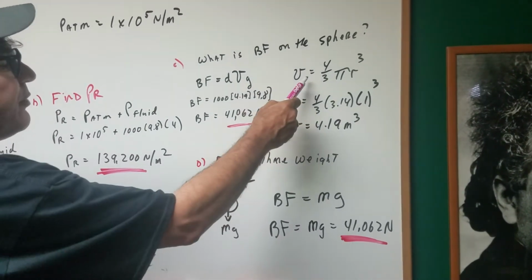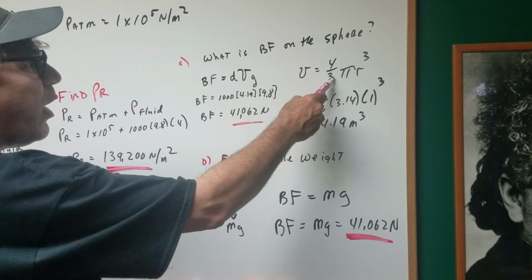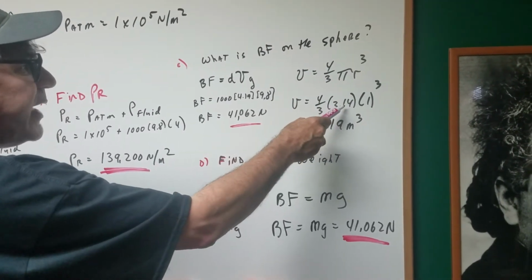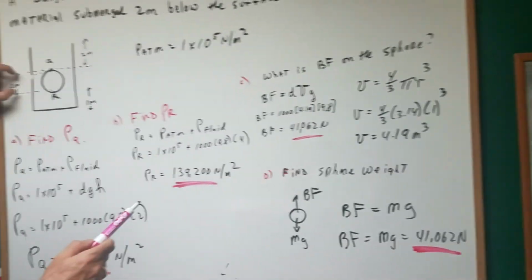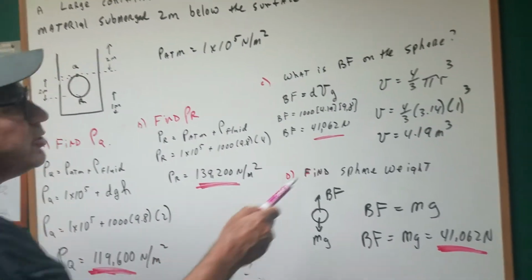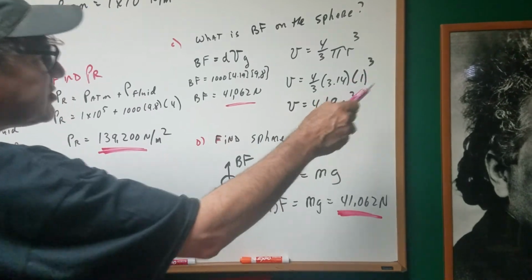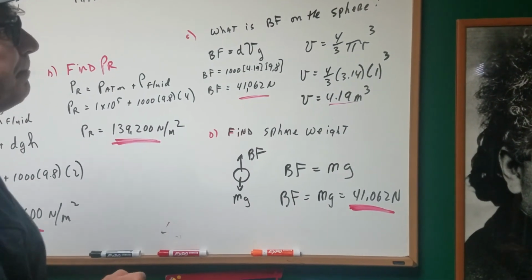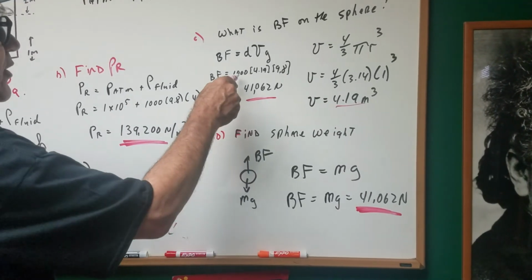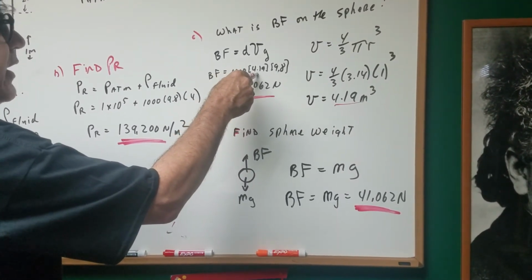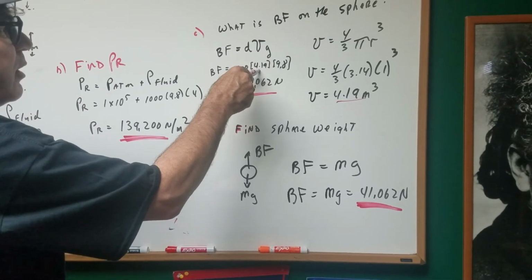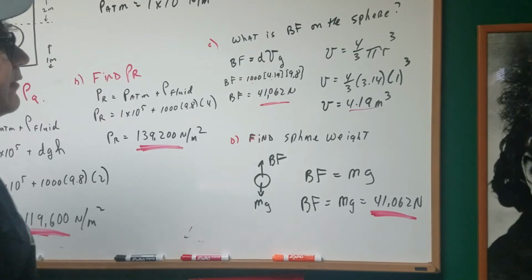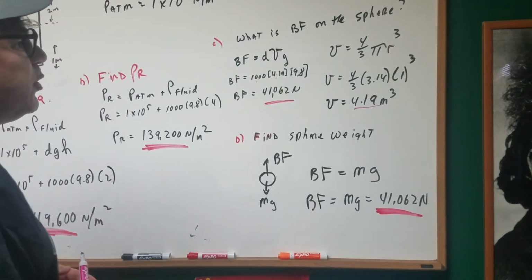You had to know the volume of the sphere is 4/3 pi r cubed. There's the 4/3, there's the pi. We know the diameter of the entire object is 2, so the radius is 1. The numbers on the exam will be nicer, but that gives me the volume is 4.19 meters cubed. And there we go. We know the density, we know the volume of the object, which is also the volume of the fluid displaced. We know G, and we get 41,062 newtons.